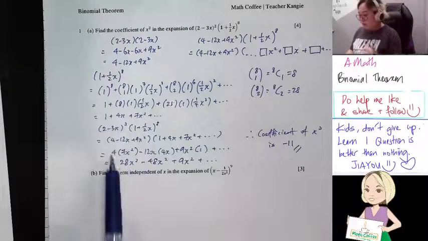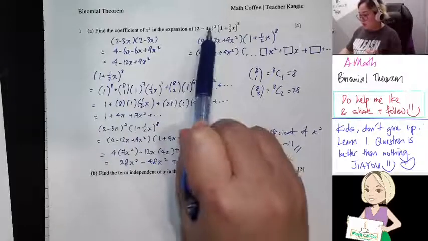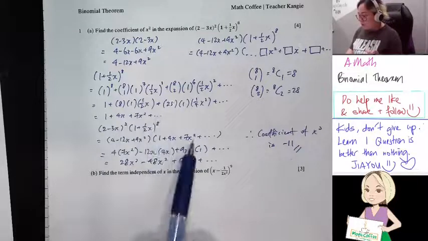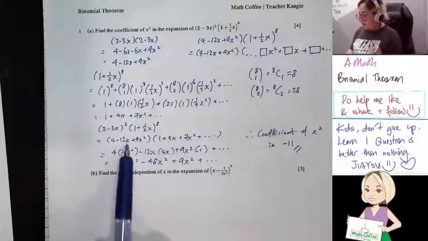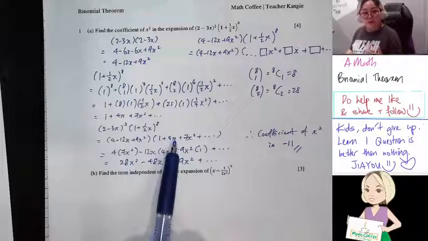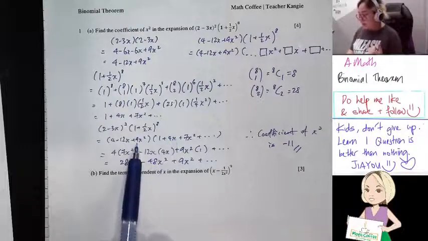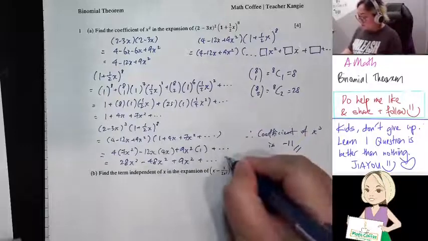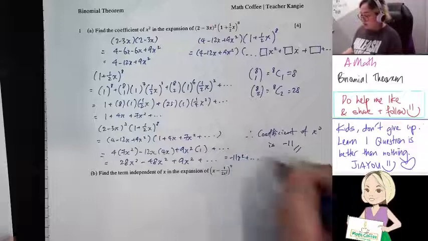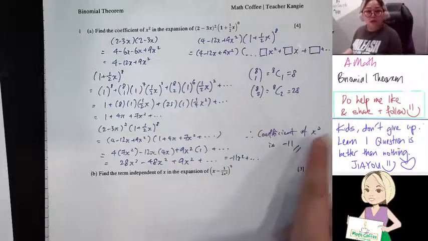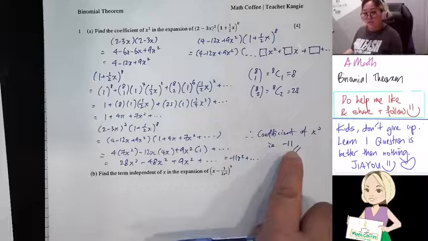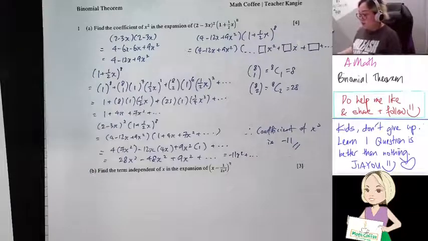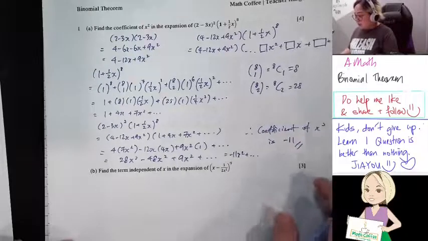So I do the multiplication now. This one is the first 3 terms that we want. My 4 must multiply with 7x squared to get my x squared. My minus 12x must multiply with my 4x to get my x squared. And my 9x squared must multiply with the constant. So when I simplify, I get minus 11x squared plus ... So the coefficient of x squared is negative 11. Okay? I already explained the binomial expansion. So let's continue.